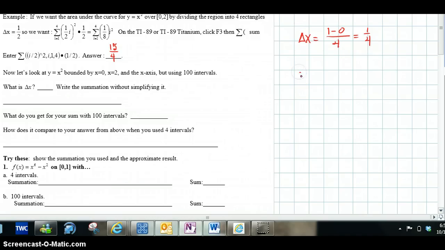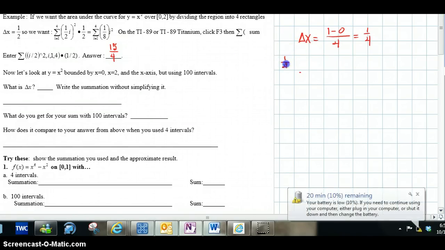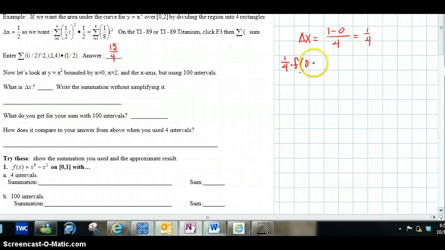Now to find the area of each rectangle, the width is going to be 1/4 times f of, and we're going to use the right-hand endpoint of each interval. So we're going to start at 0, and we're going to add a multiple of 1/4. So 1 times 1/4, then 2 times 1/4, then 3 times 1/4, then 4 times 1/4.